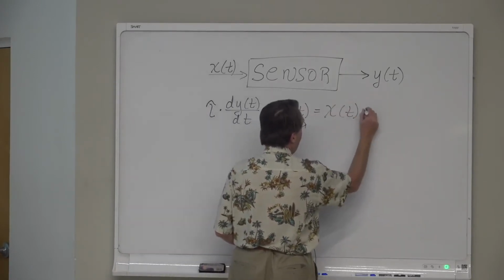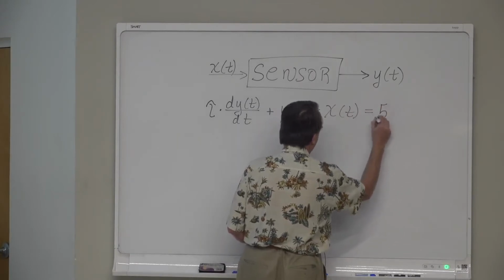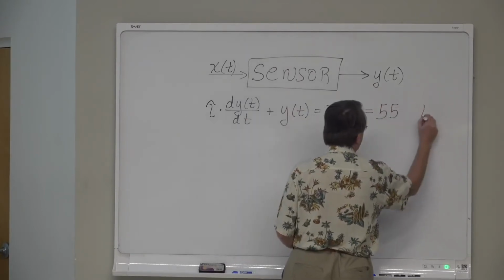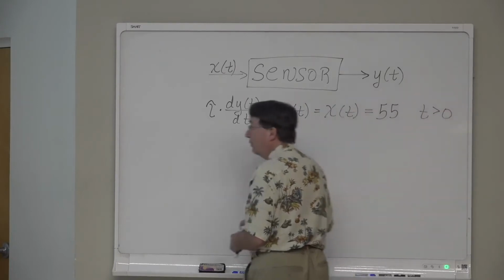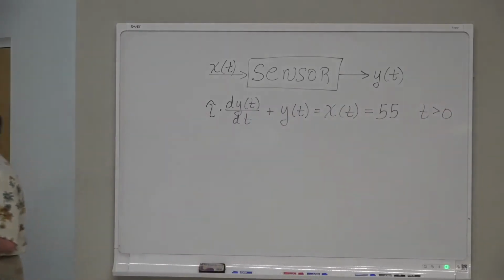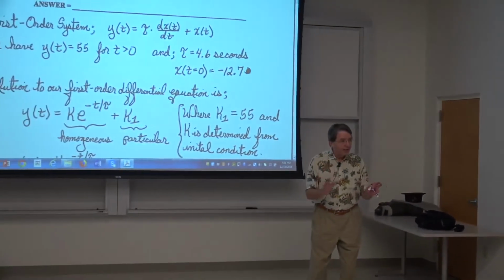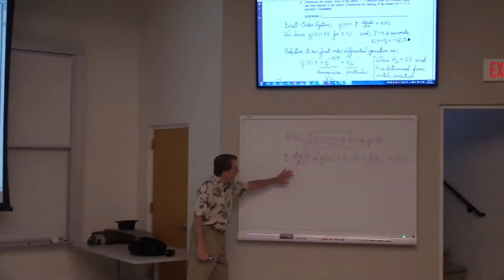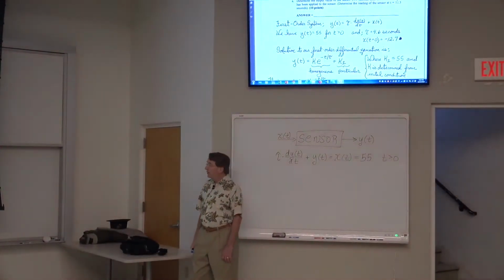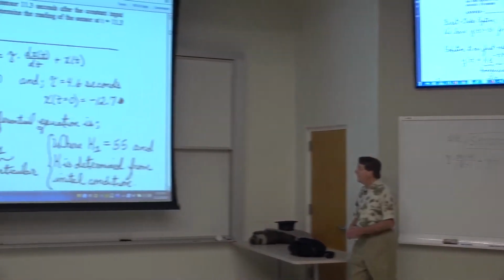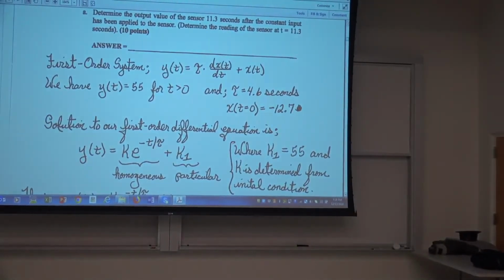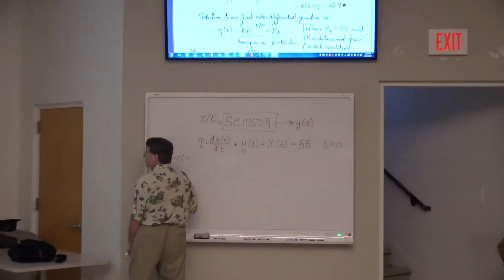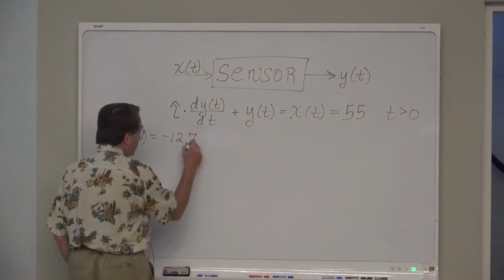Equals x of t. And in this case, x of t is the input, and x of t is 55. And this is for t greater than 0. For those of you looking at the exam, I flipped the y's and the x's. I'm sorry, I didn't mean to do that. So this is how it should have been written, where y of t is the output. So what is the initial condition? The initial condition is that y at t equals 0 is given to be minus 12.7.